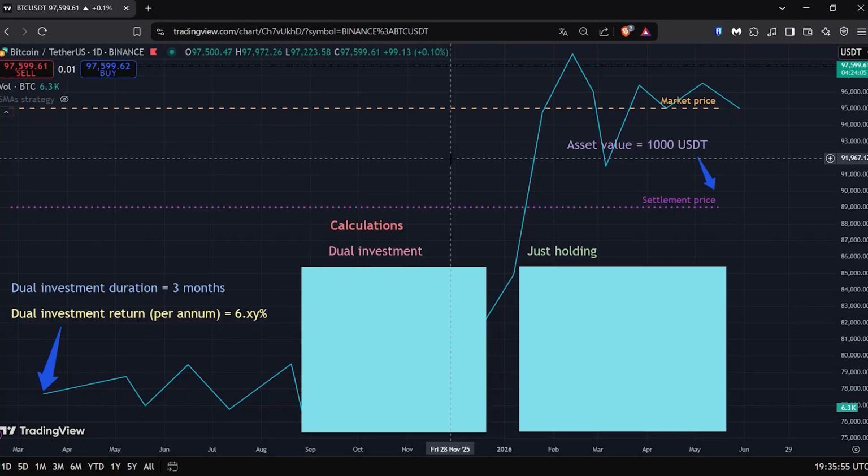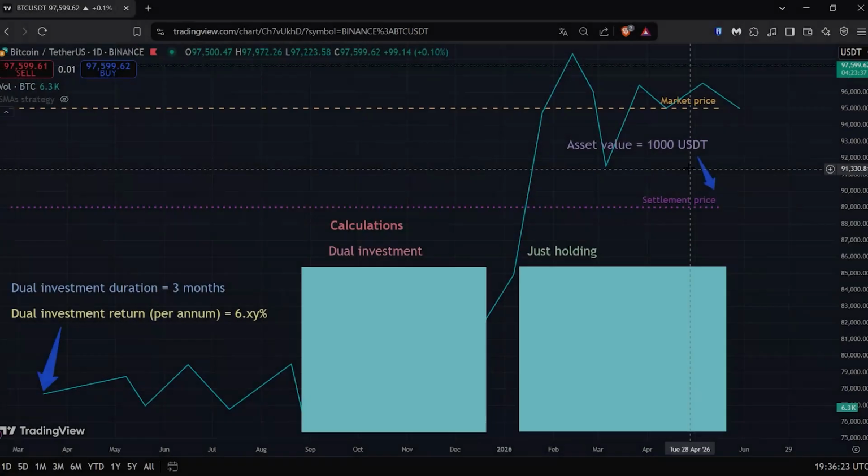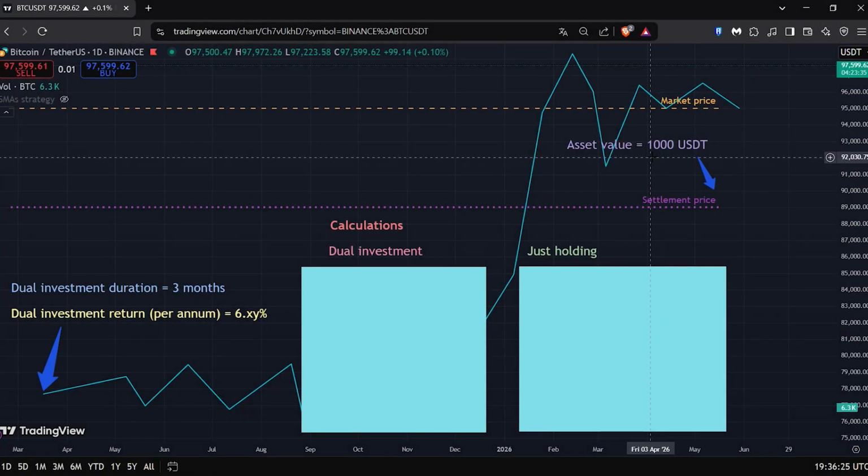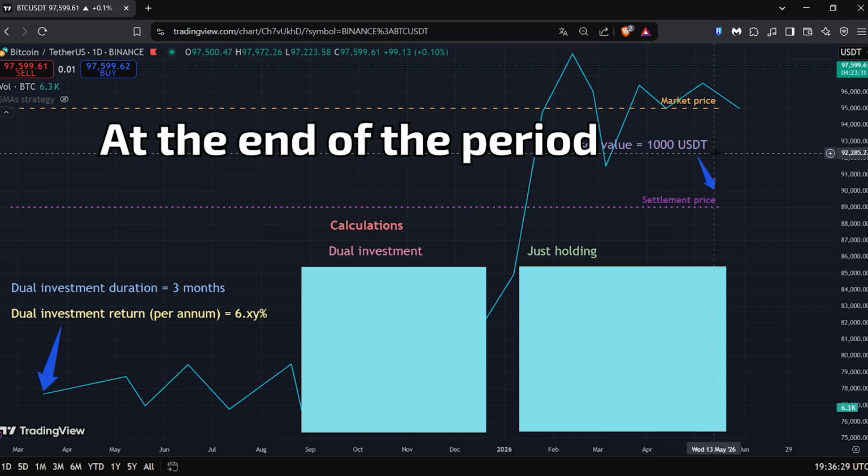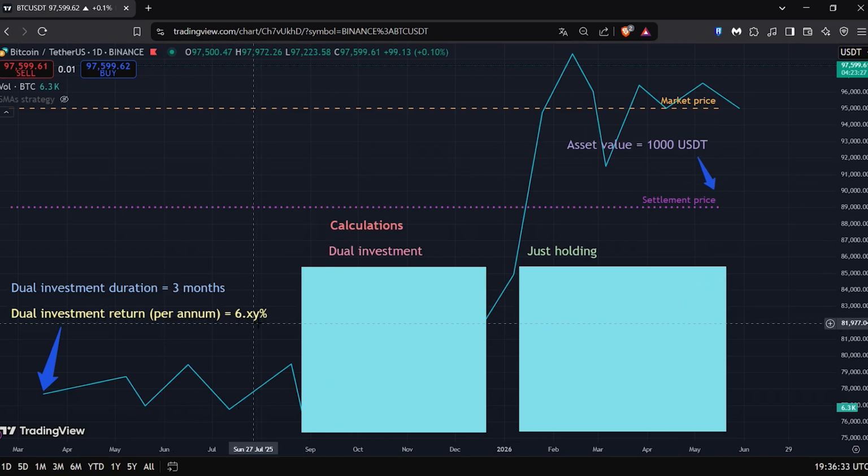If I just held the asset, I would have... Let's first analyze the position size, which in this case is 1000 USDT, just to make things clearer and easier to calculate. Also, at the start of the period, the supposed return was 6.something%, and that was per annum. The total investment duration was around 3 months, as you can see here.